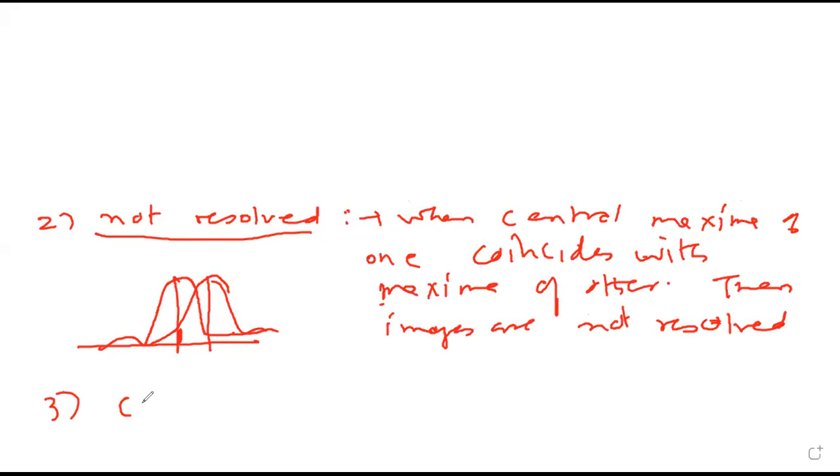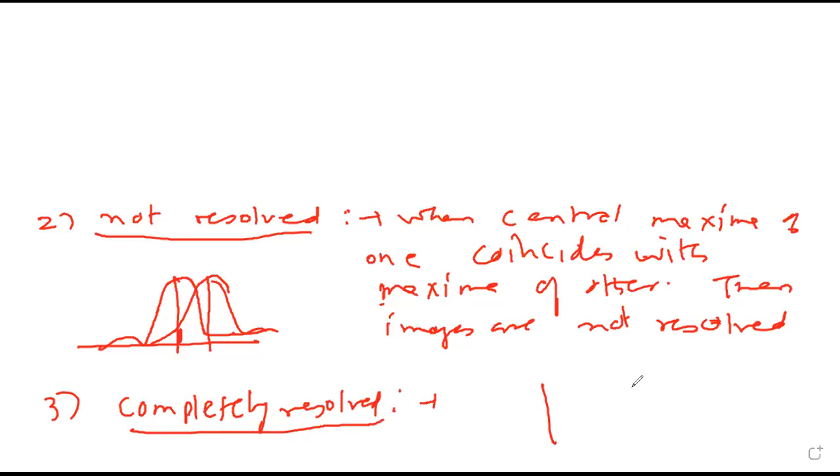Third, completely resolved. Now when distance of central maxima is such that maxima of one coincides with other than first minimum of other, then it is called completely resolved. Draw this diagram right here. Third, it is self-explanatory. मिनिमम मतलब डार्क, जितना दूर दूर जाएंगे उतना डार्क और भी स्ट्रांग होगा.